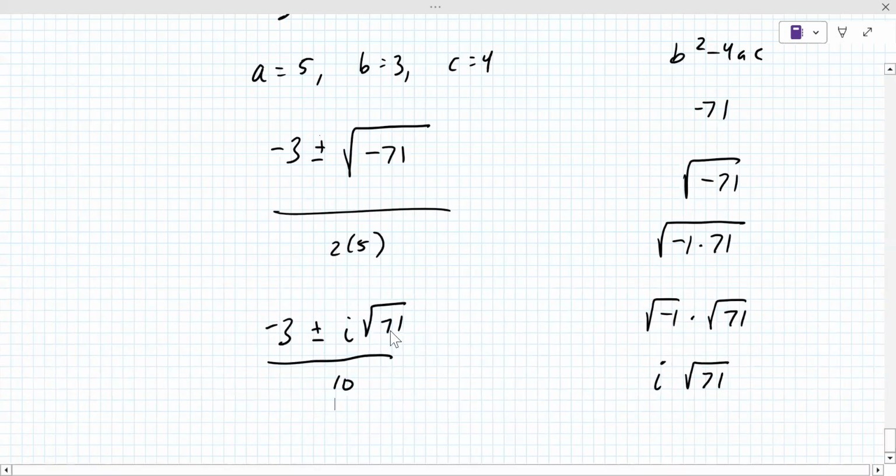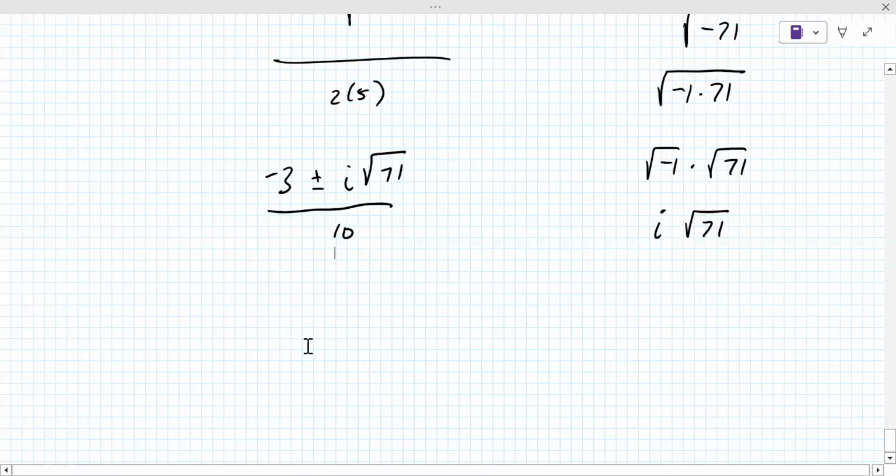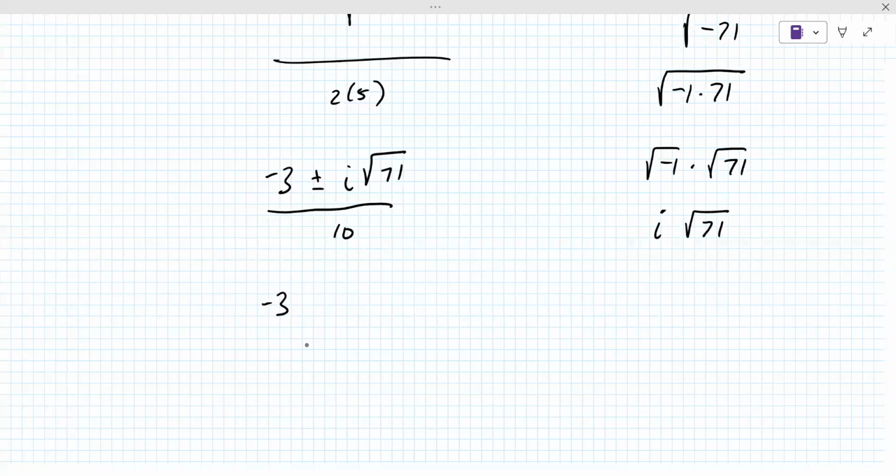And then the last little thing to do is to divide each of these by the 10. So x equals minus 3 over 10 plus or minus i over 10 square root of 71. Let me know when you get that down. Let's quickly get the last one done.